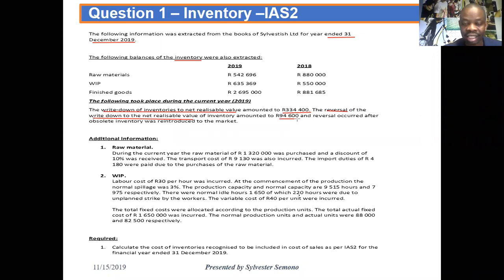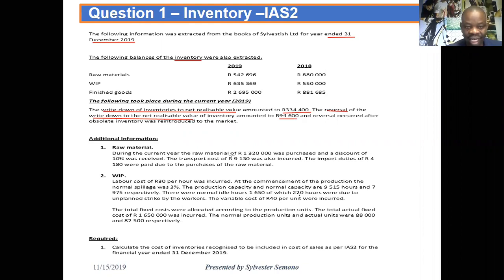So here I can see that we are going to reverse something, and they say the reason for the reversal is because of the obsolete inventory which was reintroduced to the market. Okay, that is the reason for the reversal. So they gave us information about the raw material and the work in progress.